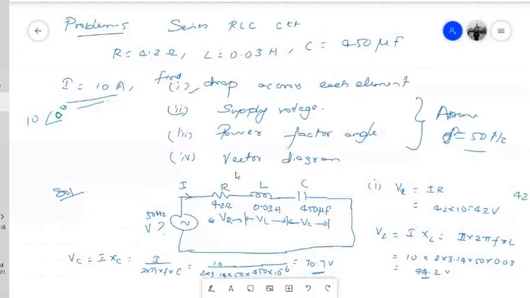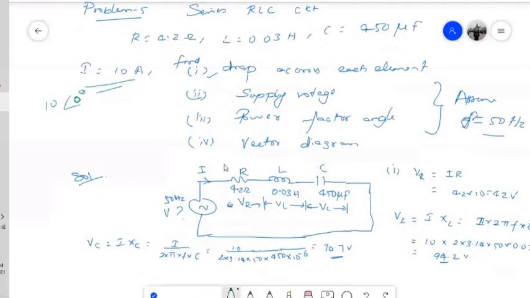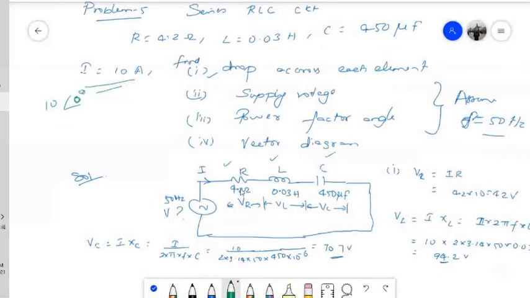So we have R, L and C in series in the circuit. So actually I am adding these three impedances. Now if you want to take the phase also into consideration, in this case it will be R plus J XL minus J XC.